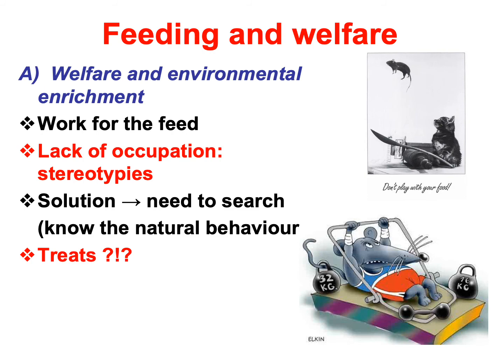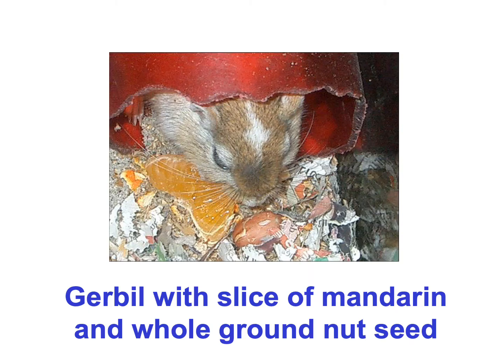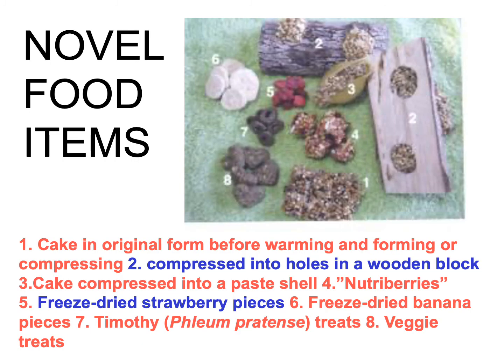In a small number of experimental animals you can use treats, for example, gerbil with a slice of mandarin and one whole groundnut seed per day because of the danger of obesity. Novel food items were developed for this environmental enrichment.